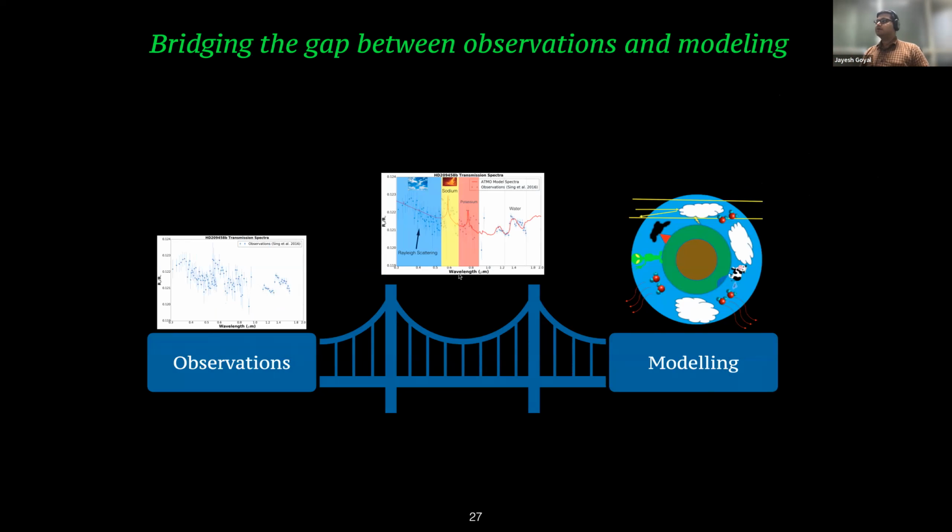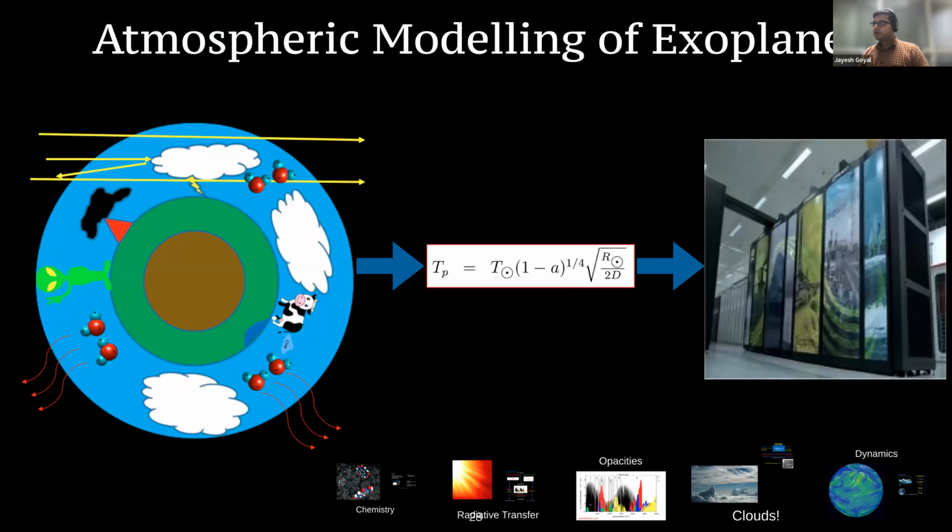Okay, so what does a model mean? Atmospheric modeling means everything you have in the atmosphere, you have to write in the form of equations so that you can solve for it using supercomputers, to determine what can be there in the planet's atmosphere. So you simulate the entire planet's atmosphere.